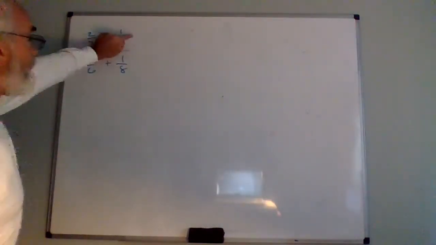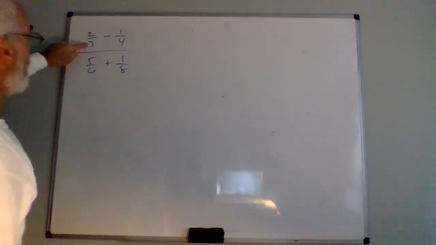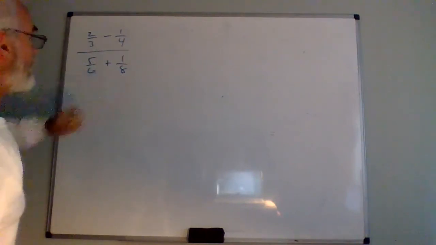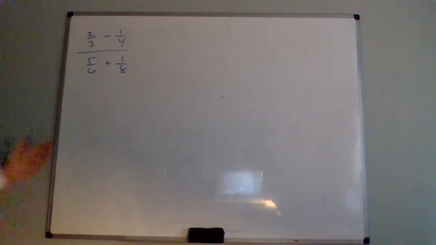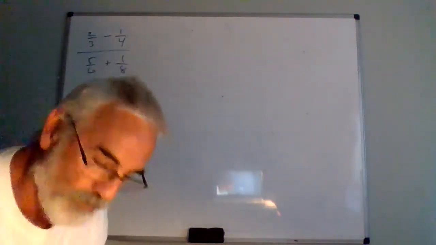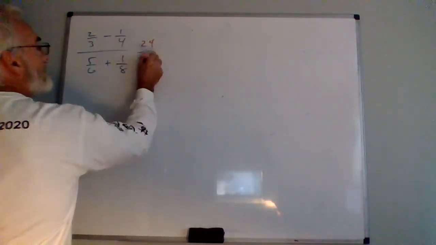I have 4 fractions. What is a common multiple of all of my denominators? I have a 3, a 4, a 6, and an 8. Well, I know I could use a 48, but I think 24 would work. 24 is a common multiple of all of these. So I'm going to multiply numerator and denominator by 24, just like we did a moment ago.